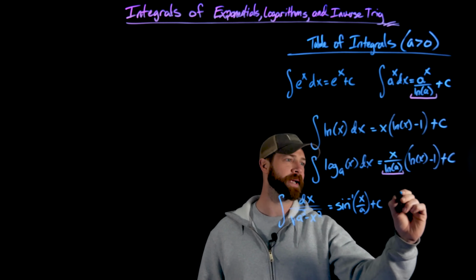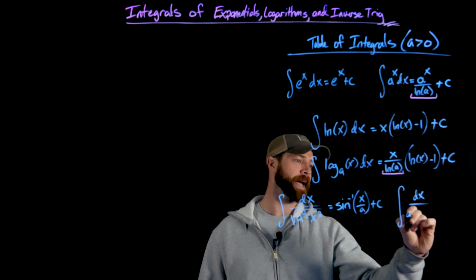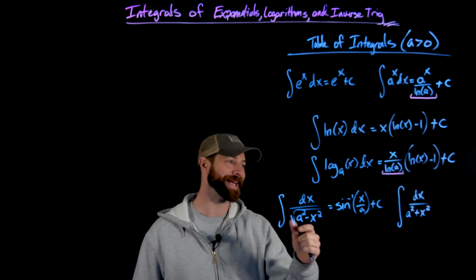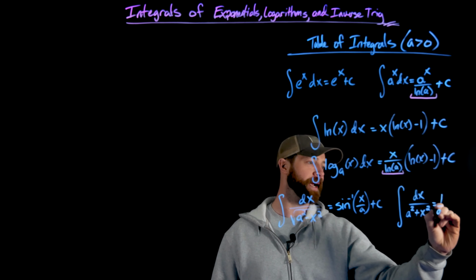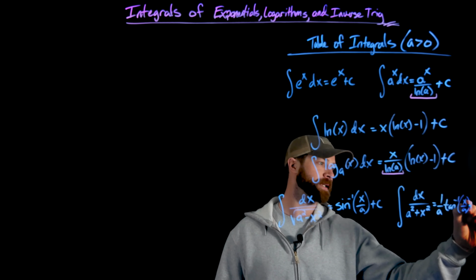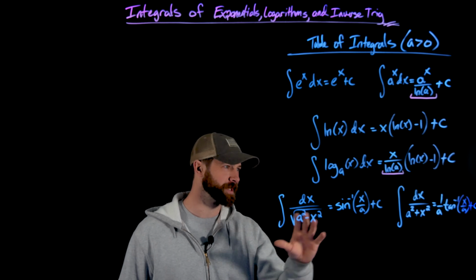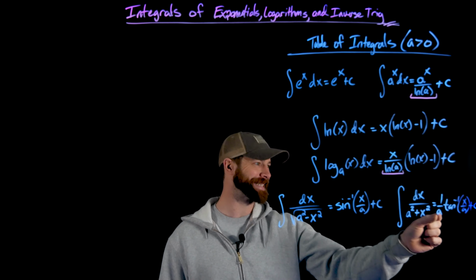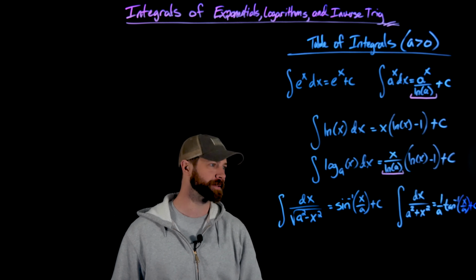In a similar way, if we take the integral of 1 over a squared plus x squared, hopefully you can see that this looks a bit like the tan inverse integral, and it is. In this case, what we're going to get is 1 over a tan inverse of x over a plus c. Important to note right here with these two formulas is the fact that this does not have a factor of 1 over a on the outside, and this does. But you'll see the role that this a squared is playing in each of these formulas.